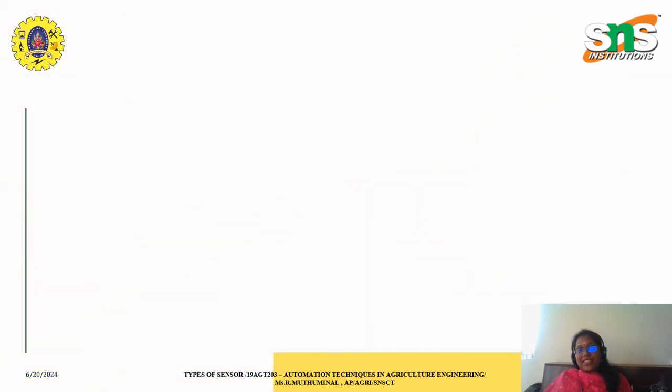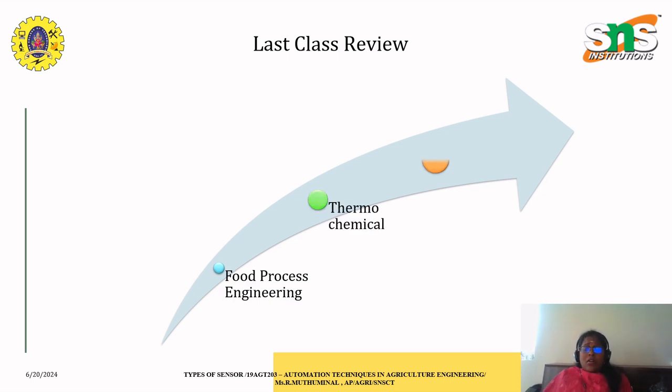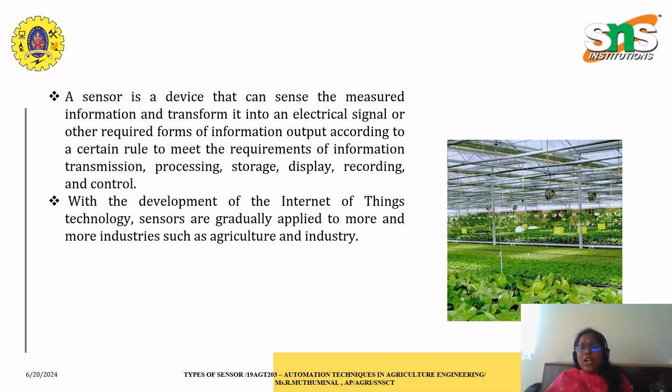What we have seen in the previous class are the techniques involved in processing the food, and also the alternate sources available, like thermochemical systems and biochemical conversion systems for converting alternate sources of biomass, and also solar energy, which involves converting solar energy with the help of active and passive solars. Also, we have seen what a sensor is and what this device does.